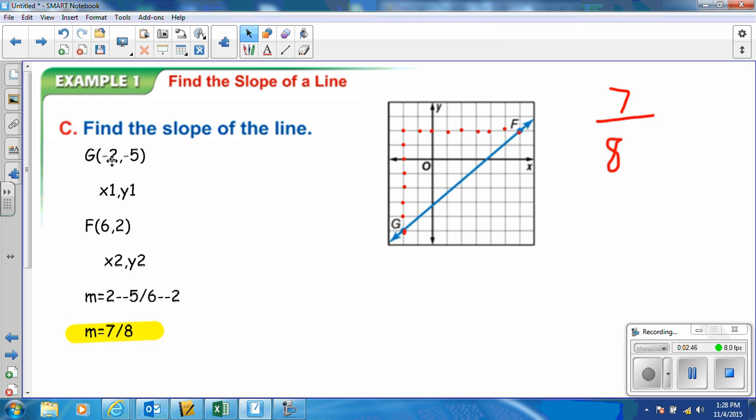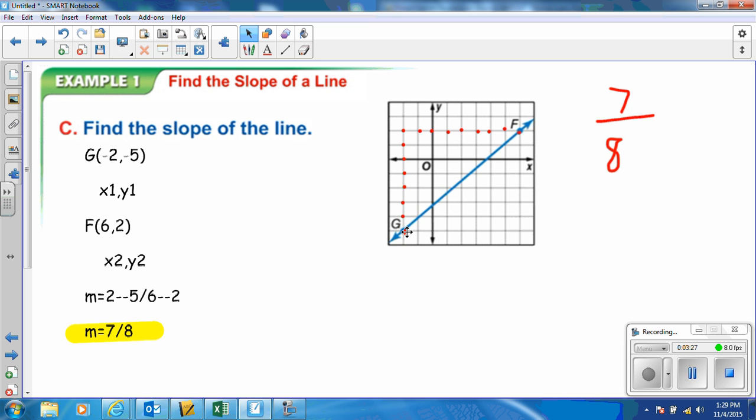Alright, I found my points for my second example. G is -2, -5, which is x1, y1. F is 6, 2, so I went to the right 6, up 2. That's my x2, y2. And then I plugged it into my equation, y2 minus y1 over x2 minus x1. So my y2 is 2 minus -5, and then I have 6 minus -2. 2 minus -5 is the same as 2 plus 5, so 7. 6 minus -2 is the same as 6 plus 2, which is 8.